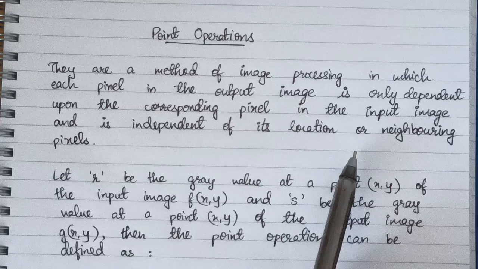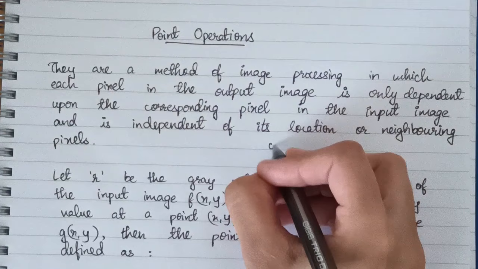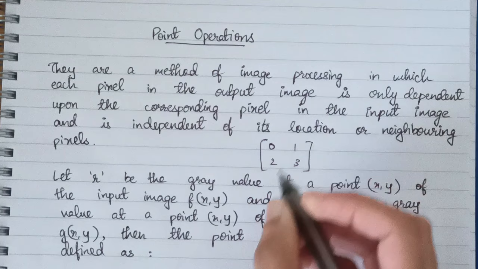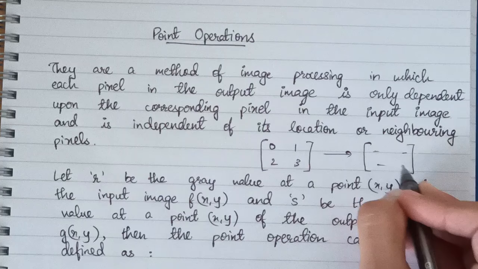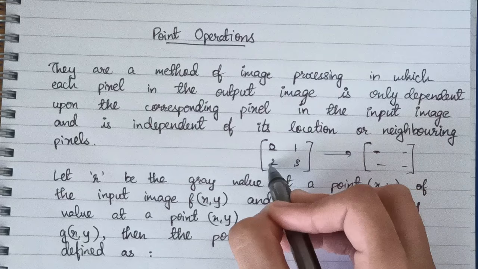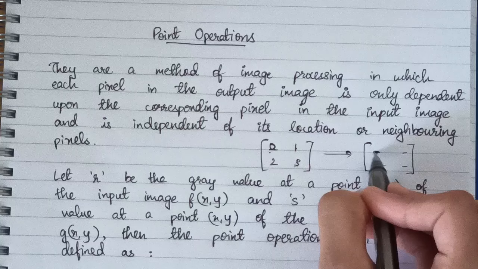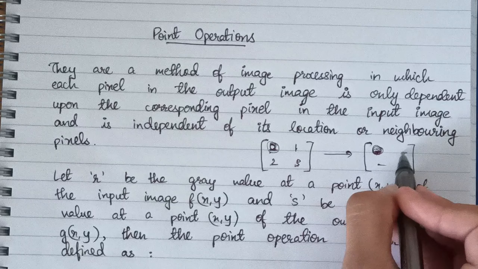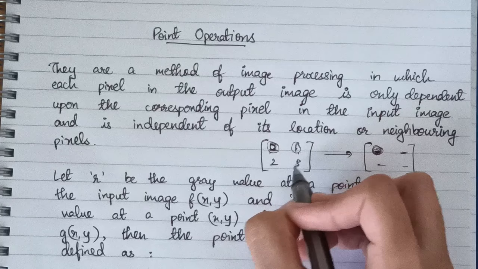Now, if we have an image, suppose we have 0, 1, 2, 3, and these are the pixel values. And if we have an output image here with some pixel values, then the output pixel of this one will only depend on this 0 here. It won't depend on the neighboring pixels or on the location. This value will only depend on the pixel value of this one. Similarly, this value here will depend only on this one. It won't depend on the location or on the neighboring pixels. So this is what this means.